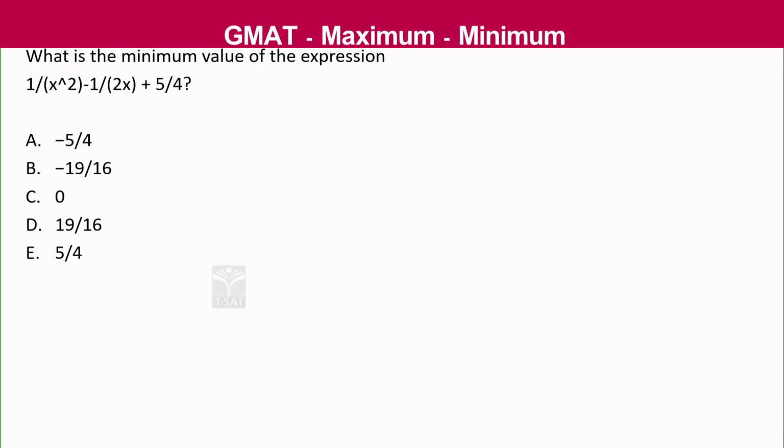So let's begin. The first question says, what is the minimum value of the expression 1 by x square minus 1 by 2x plus 5 by 4? The expression that's given to us is 1 by x square minus 1 by 2x plus 5 by 4, and we need to find the minimum value.